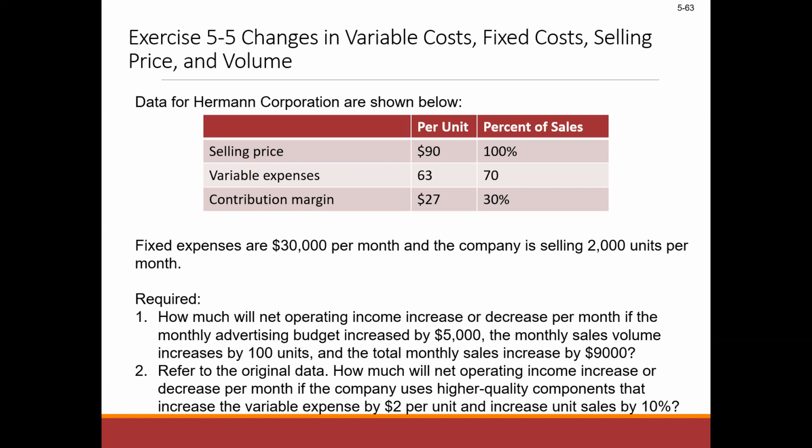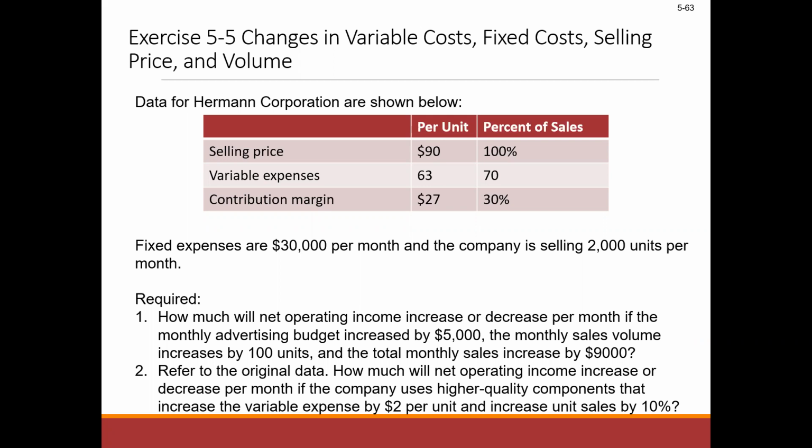Data for Herman Corporation shows our selling price per unit, our variable expenses, and our contribution margin. So you see, if the variable expense is 70% of the sales price, the contribution margin is going to be 30%. They let us know that our fixed expenses are $30,000 per month, and the company is selling 2,000 units per month.